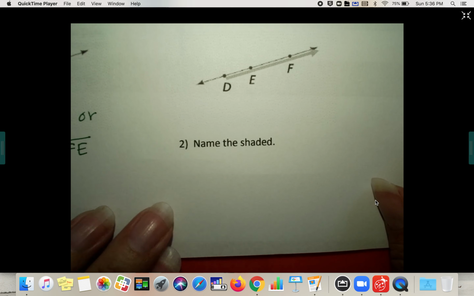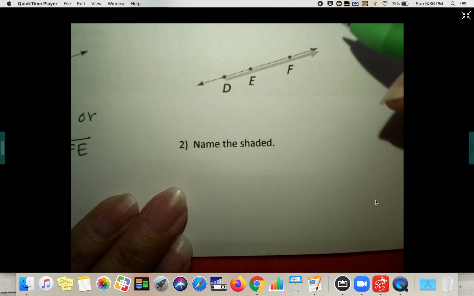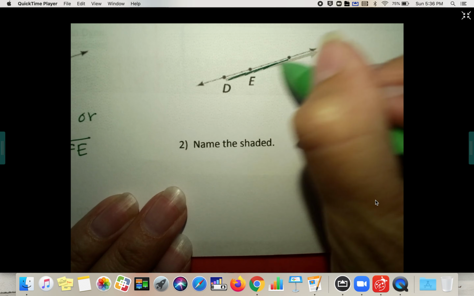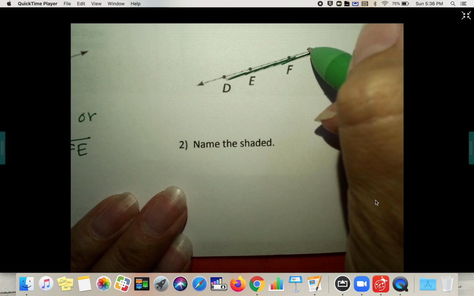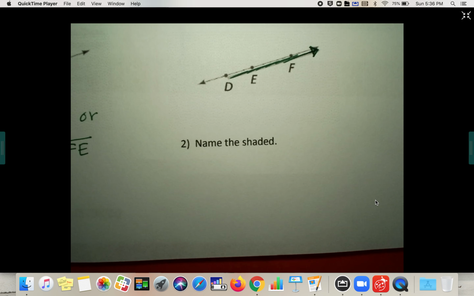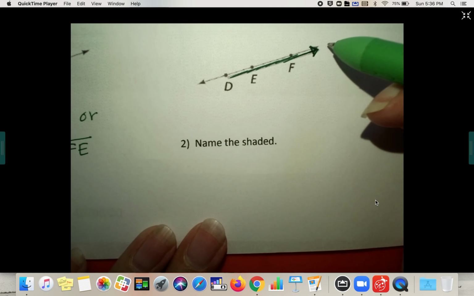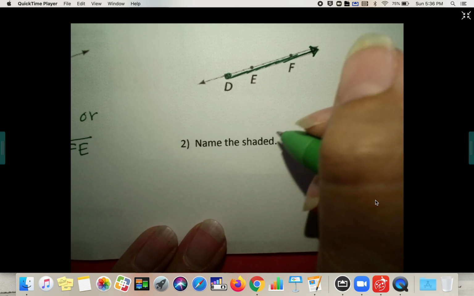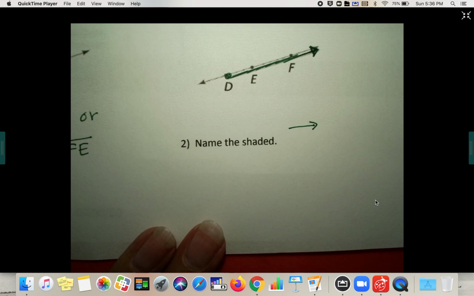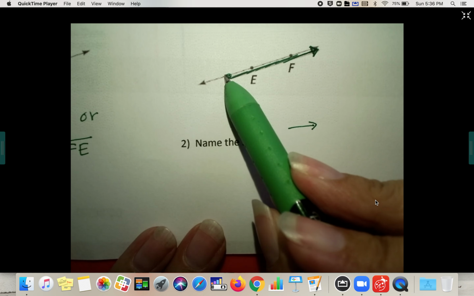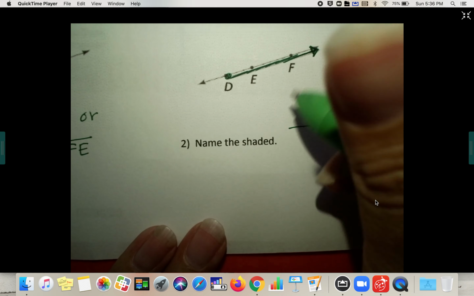Okay, this shaded part actually does have an arrow at the end. Again, it's kind of hard to see, but they meant to shade this whole thing with the arrow at the end here. So this one could be called, it's definitely a ray because it has an end point and it definitely has an arrow at the other end. So it's for sure going to be a ray. But if you started here, it would be ray DF.